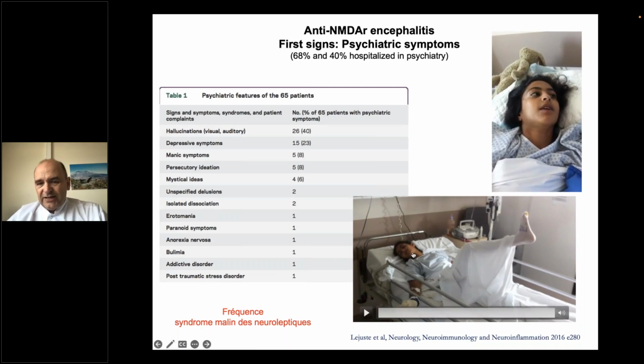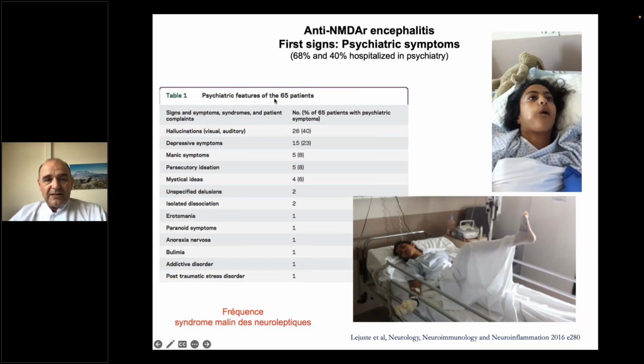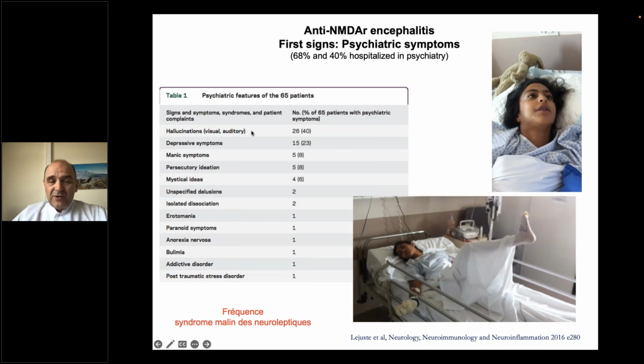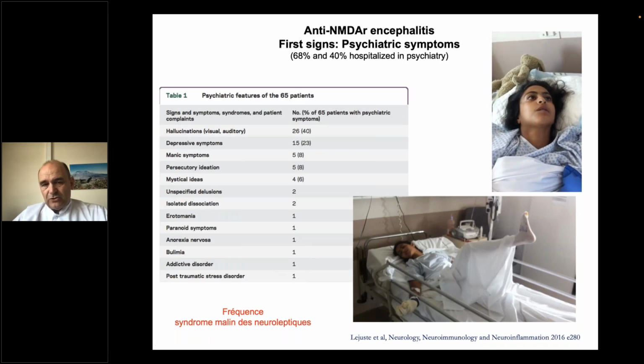So she had hallucinations and it was difficult to restrain her. But you can see among 65 patients hospitalized in psychiatry with anti-NMDA receptor encephalitis, there are no specific psychiatric symptoms. Most of them had hallucinations, visual or auditory, but you can also see depressive symptoms, manic symptoms, mystical ideas, erotomania, anorexia, bulimia. So nothing is specific and everything can be observed.